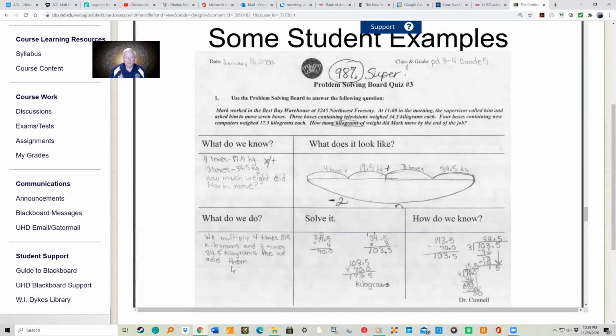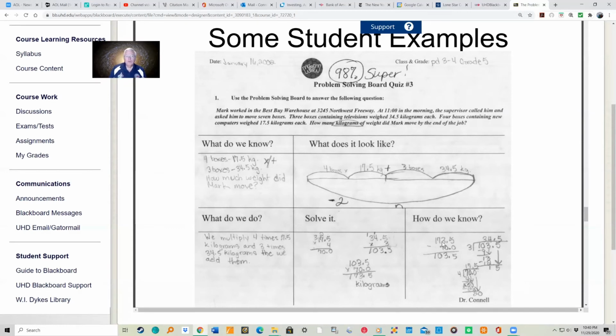When we look at what do we do, however, we get an appropriate plan. And the student was able to express this in terms of complete sentences. We multiply 4 times 17.5 kilograms, 3 times 34.5 kilograms. We add them, well, then we add them, right? We focus on what they actually do. And they've multiplied. They get their answers, they add them together, and they did it, dang it, and they came up with an answer. They checked by doing the inverse operations. In this case, they checked the addition component by subtraction. They then checked the multiplication component by division.